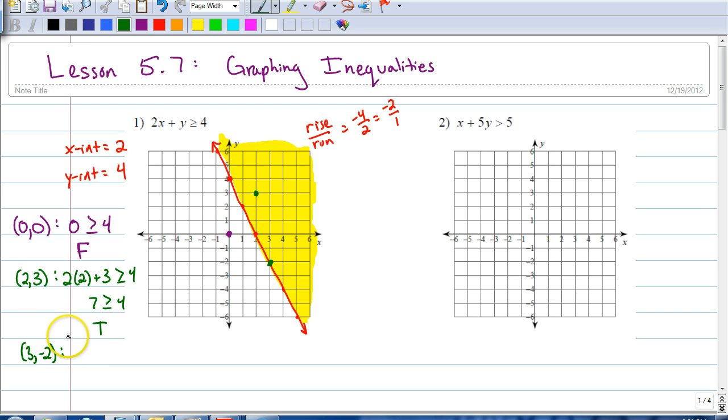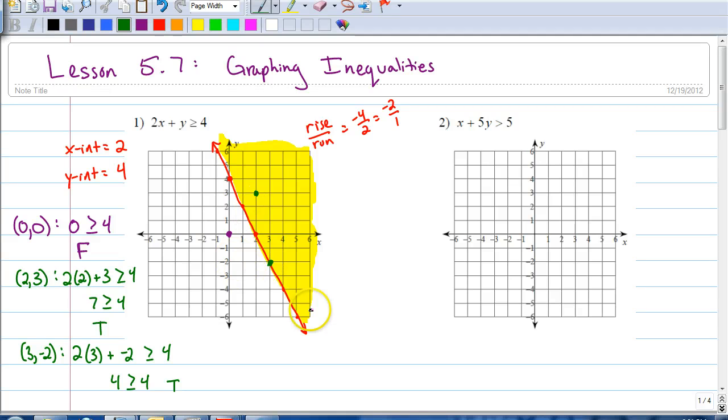If I put 3 in for x, I'd have 2 times 3 plus my value for y, which I'm using is negative 2. That should be greater than or equal to positive 4. 2 times 3 is 6. 6 plus negative 2 is 4. And 4 is greater than or equal to 4, so it also is a true statement. So that's why the points on the line are also included, because it's greater than or equal to.